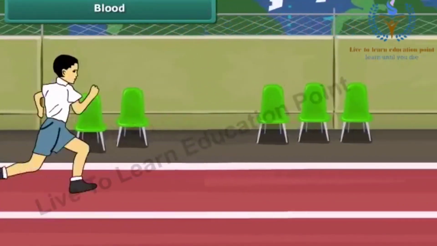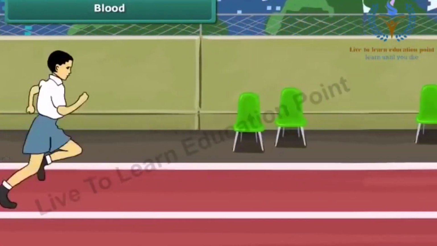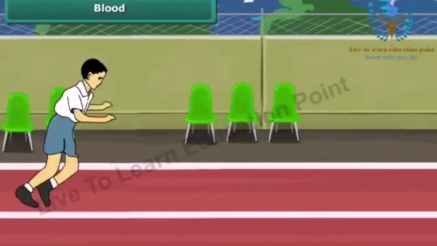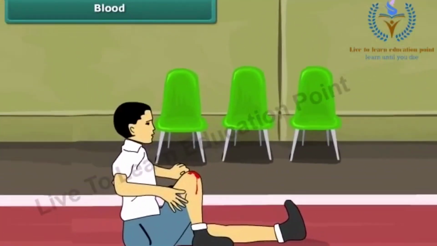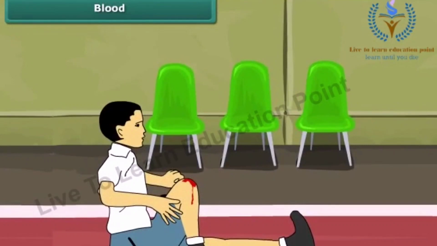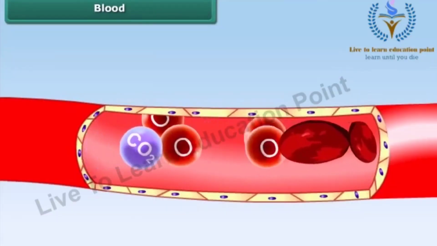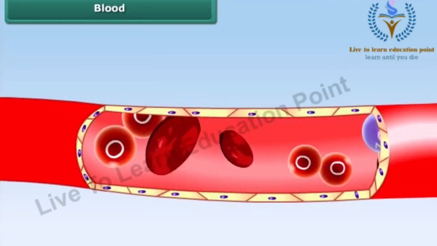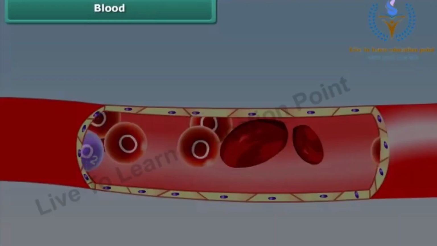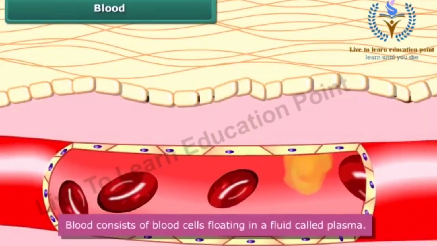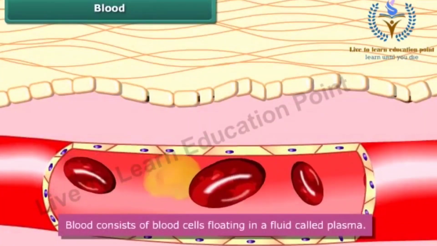Rahul participates in a 100 meters race at his school. While running, he falls down and hurts himself. Blood oozes out of the wound for a while and then clots. His curiosity is aroused. He wants to know how it happened. Blood is a fluid that is essential for our survival. It carries oxygen and nutrients to body parts. It also carries waste away from body parts for removal.